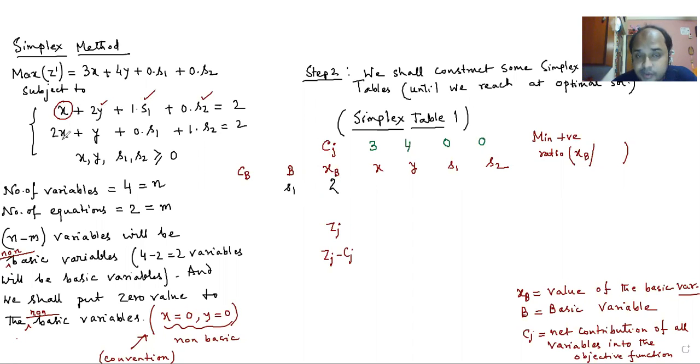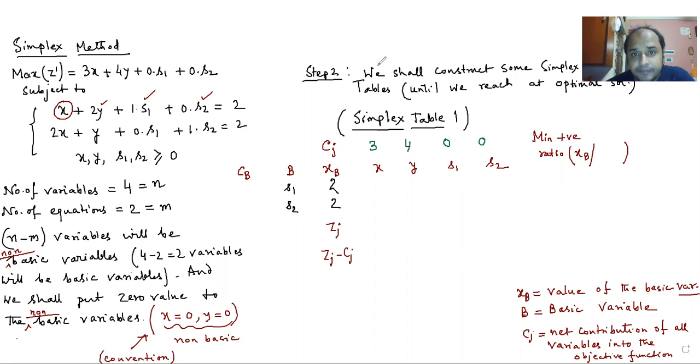Similar is the case with the second one. If I put x equal to 0 and y equal to 0, S1 is not present because its coefficient is 0, so we get S2 equal to 2. So S2 is my second basic variable with the value 2. So what is B? B is the basic variable column, and XB is the value of the basic variable column. All have been obtained.